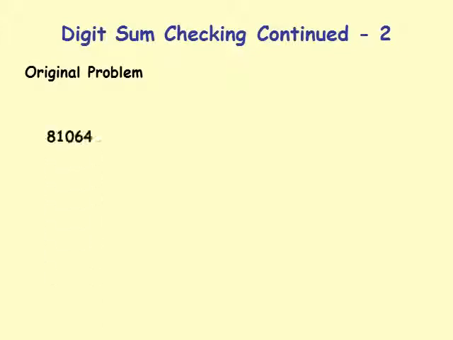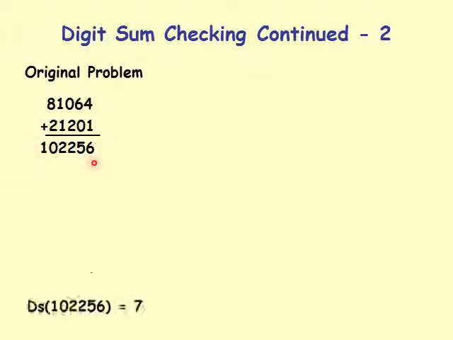Here is another example for addition. This time I'm going to add 81064 plus 21201. Let's see the answer. One of the options I'm using here is 102256. That's one of the options. The digit sum of 102256 is 7.